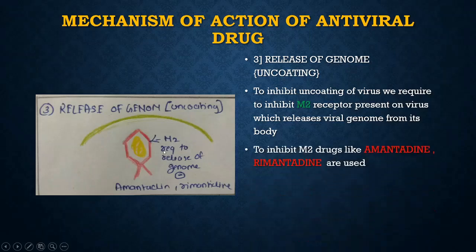So for inhibition of the M2 receptor, amantadine and rimantadine are the drugs which are used, which get attached to the M2 receptor, which inhibits its uncoating, due to which nucleotides are not released and it gets inhibited.